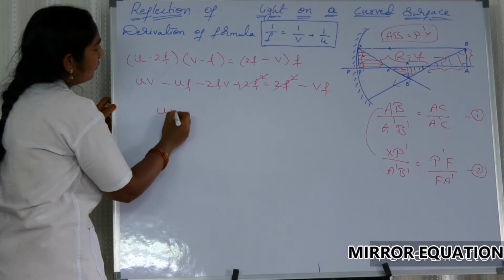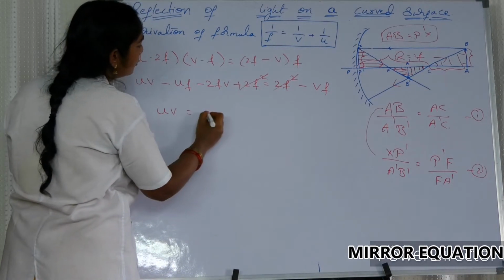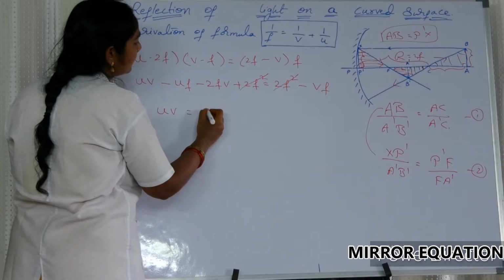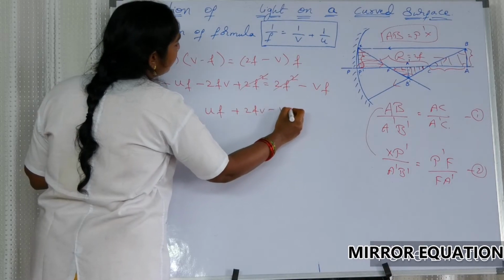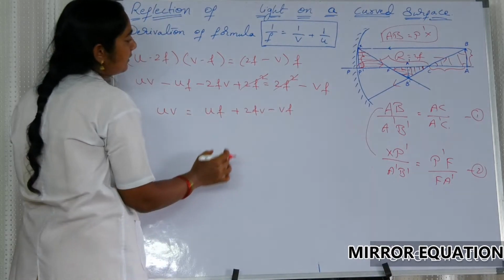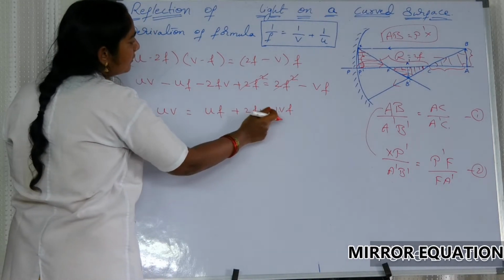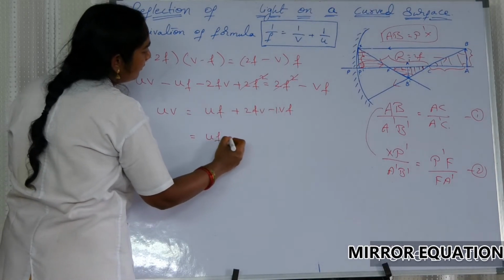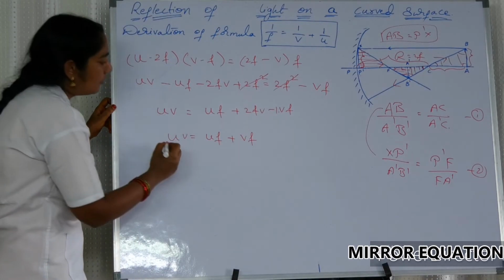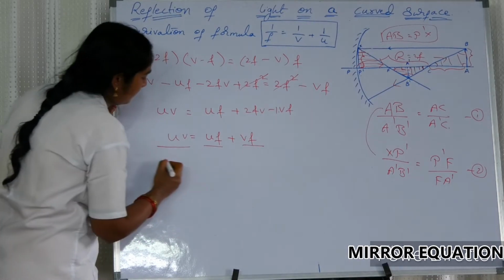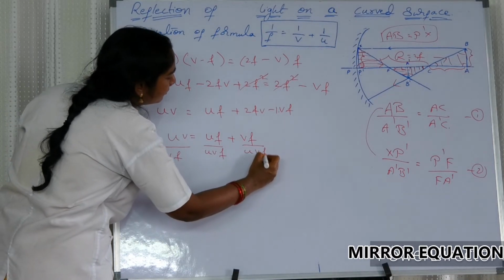Now uv is equal to, I am taking all these towards my right hand side, so the minus becomes plus when it goes that side. So uf plus 2fv minus vf, because this is minus. 2vf minus 1vf is nothing but 1, 2 minus 1 is 1. So uf plus vf. So uv is equal to this. Now we are dividing every term by uvf. Divide every term by uvf.